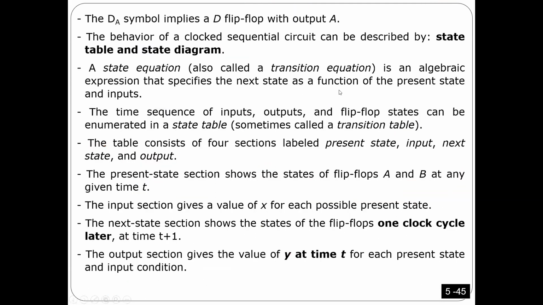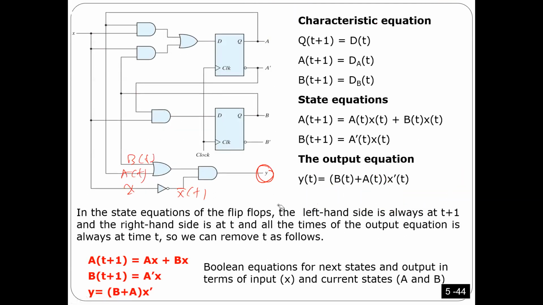So look here, guys, we have another equation here. I'm going to explain it. We calculate what we call a state equation. With a state equation, what is the new value for A? The new value for A is equal to D_A at time t. Whatever you have here at time t will be here at time t plus 1 when the clock comes. Make sense?